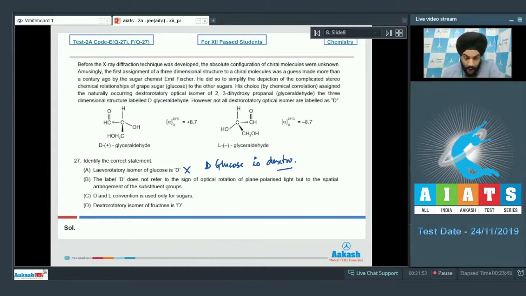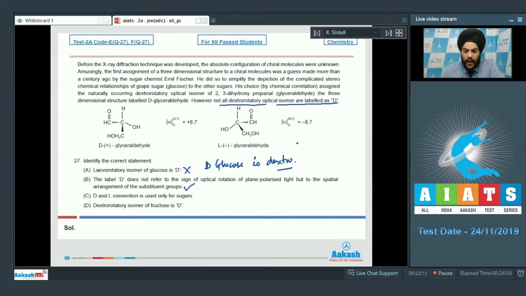Okay. If we talk about option B now, the label D does not refer to the sign of optical rotation of plane polarized light, but to the spatial arrangement of the substituent groups. So this is a correct statement, student. It is also given to us in the comprehension that not all dextrorotatory optical isomers are labeled as D. So it must mean that it is referring to the spatial arrangement of the substituent groups.